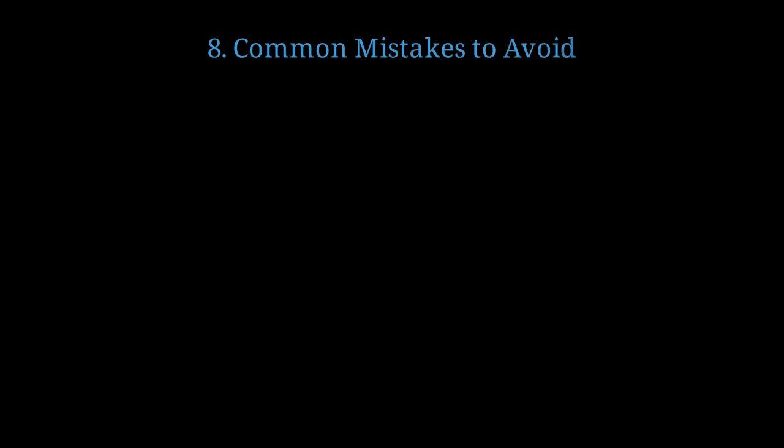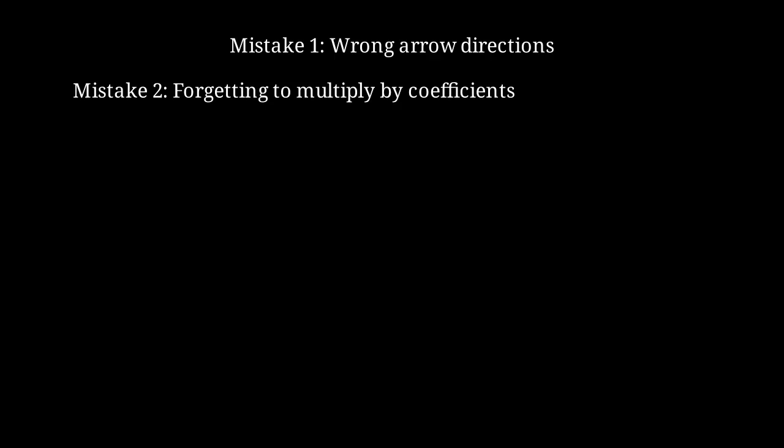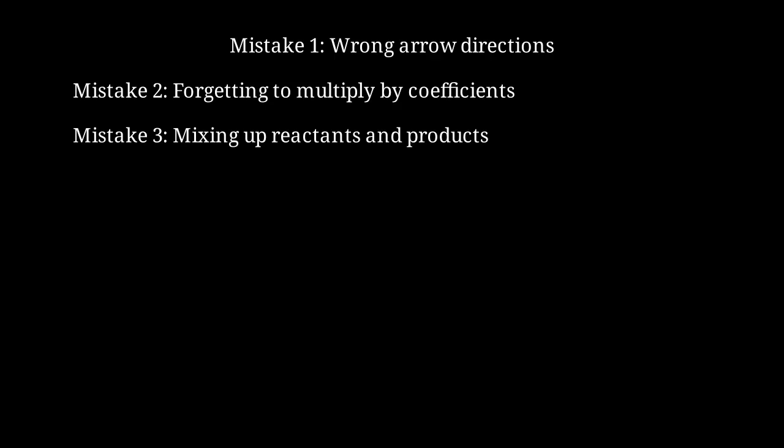Let's review common mistakes students make when drawing Hess cycles. Mistake 1 is drawing arrows in the wrong direction, which flips all the signs in your calculation. Mistake 2 is forgetting to multiply enthalpy values by the stoichiometric coefficients in the balanced equation. Mistake 3 is placing reactants and products in the wrong positions on the cycle.